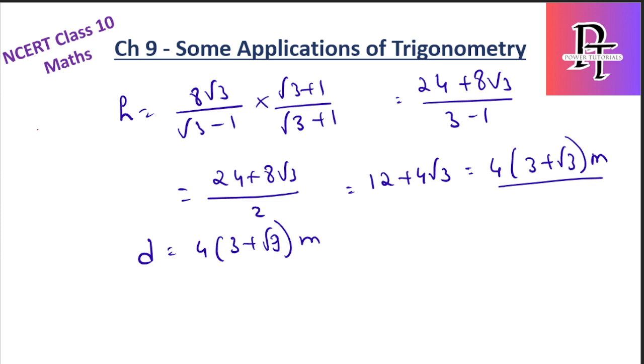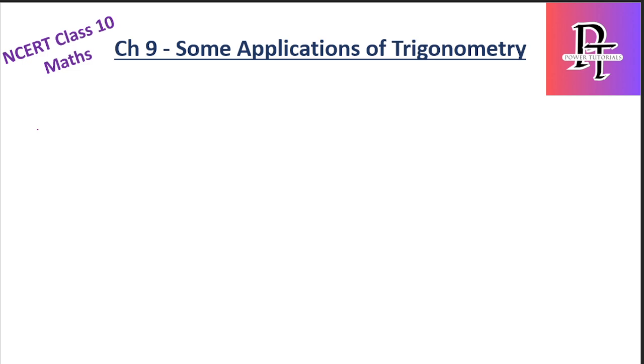Okay, the next example question. Example 7. So what is example 7? From a point on a bridge across a river. So they are talking about a bridge which is on the river. So let's assume this as a river flowing, and we have a bridge on it.